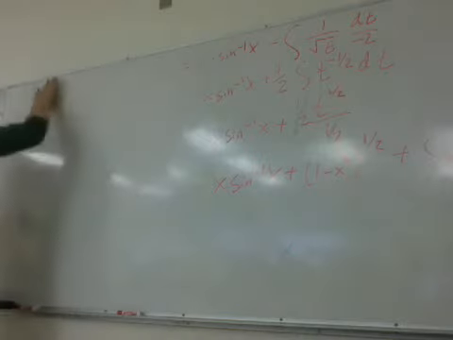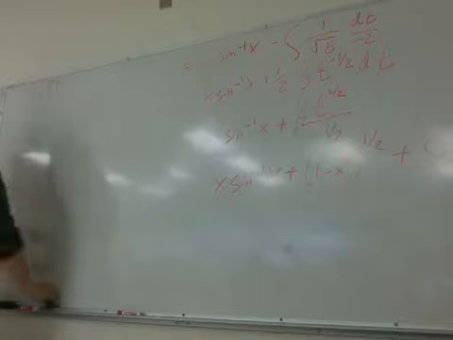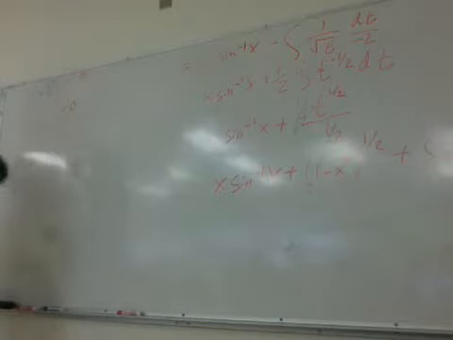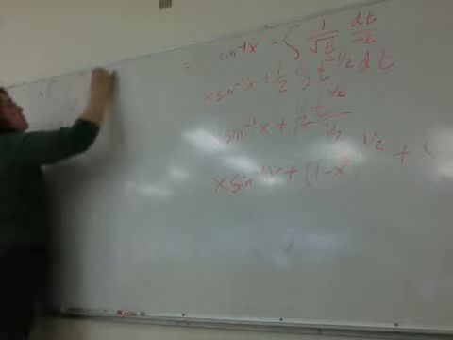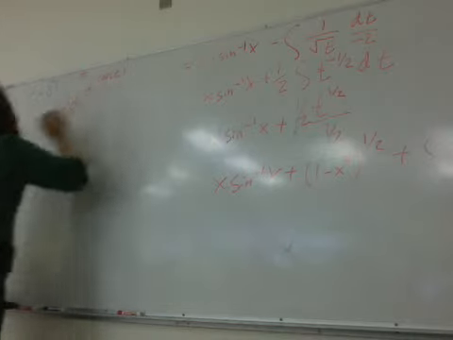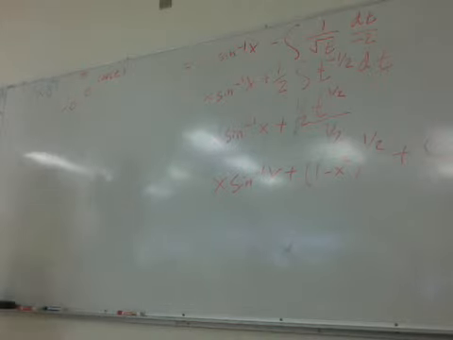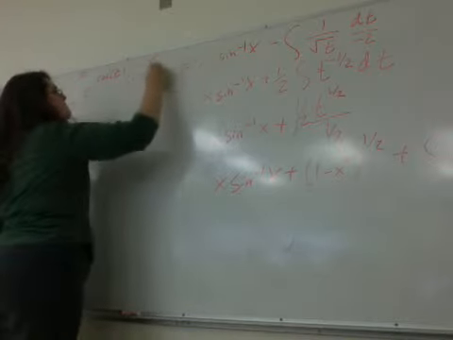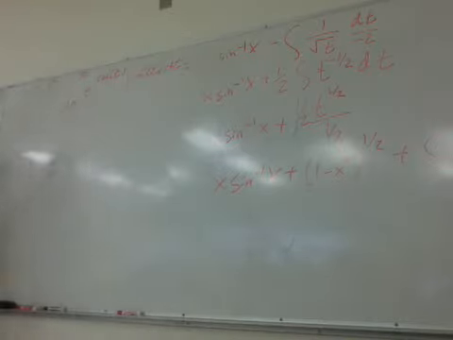So here in example 8, we have the integral from 0 to pi, e to the cos t, sine 2t dt.